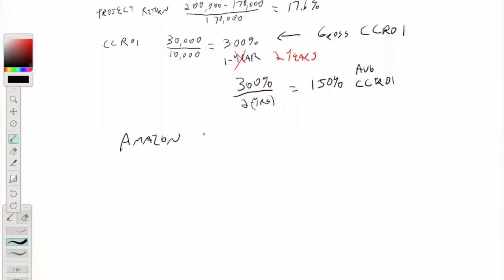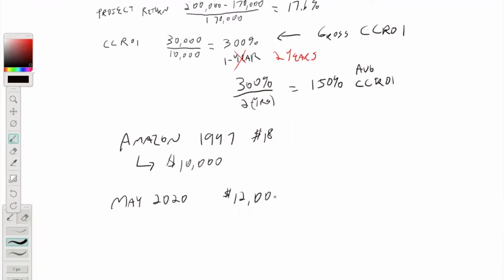Check this out. If you had bought Amazon back in 1997 when it went IPO at $18 a share, and you put $10,000 into Amazon, the value of your stock as of May of 2020 would actually be, roughly speaking, about $12 million. Yes, that's $12 million if you had invested in Amazon in 1997, $10,000 worth.